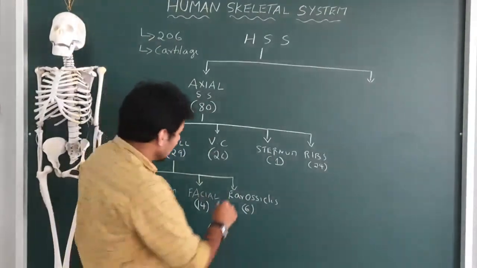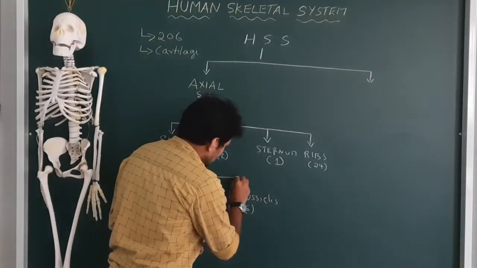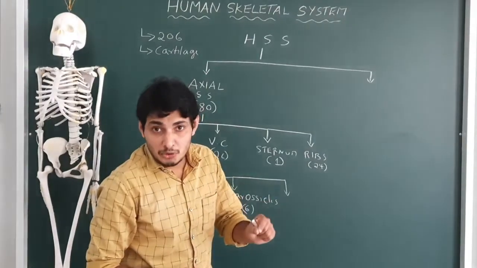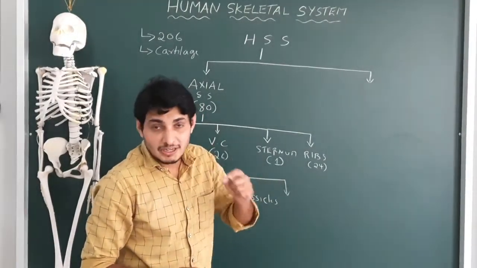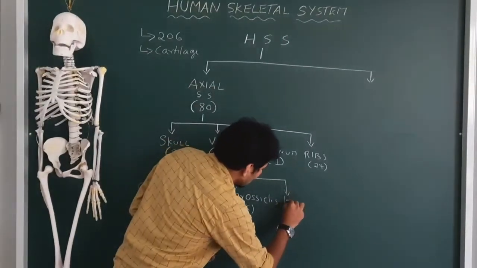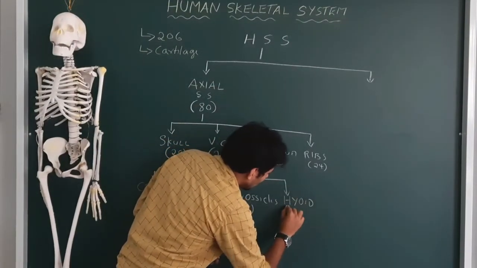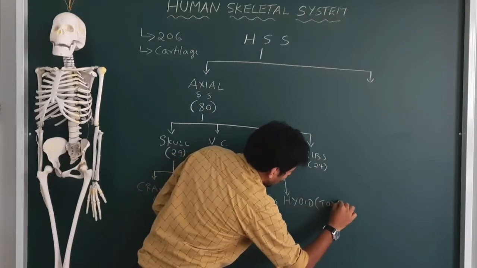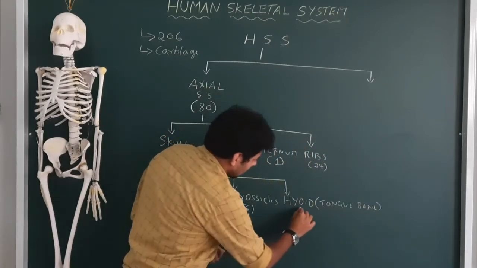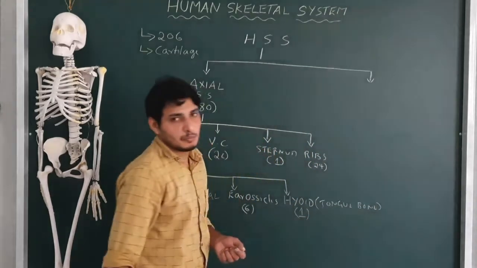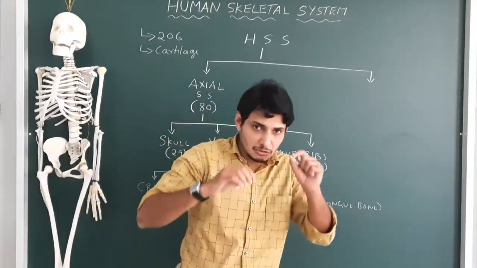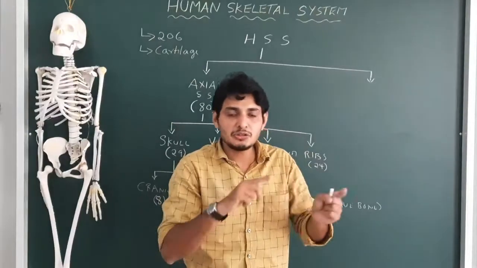What about the 1? The one last bone is present within our buccal cavity, which gives support to the tongue so that the tongue can move. It is also called the tongue bone. Actually it is called the hyoid bone. Hyoid bone is also called tongue bone. How many are there? Only one. What is the shape of the hyoid bone? It is U shape. It almost looks like a tiny tongue, which gives support to the tongue so that the tongue can move.